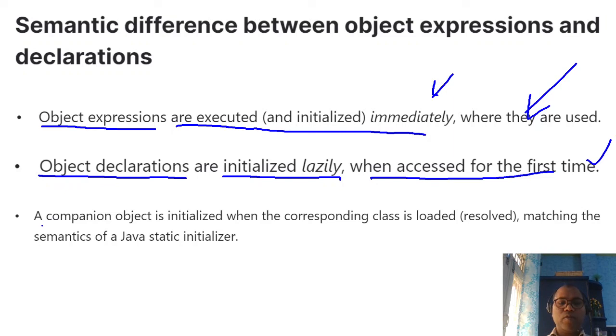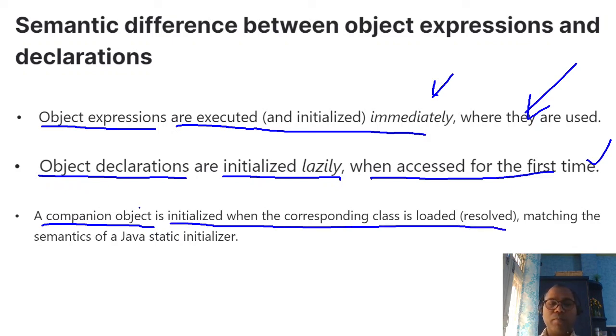And lastly we have discussed the companion object. A companion object is initialized when the corresponding class is loaded, because you are defining the companion object inside a class. So when your class is loaded, at that time the companion object is initialized, similar to the static initializer in Java. So these are the benefits. Sometimes you want to create the object and initialize it at the same time; you use an object expression. Sometimes you want to declare an object but not initialize it until the first time it is accessed.